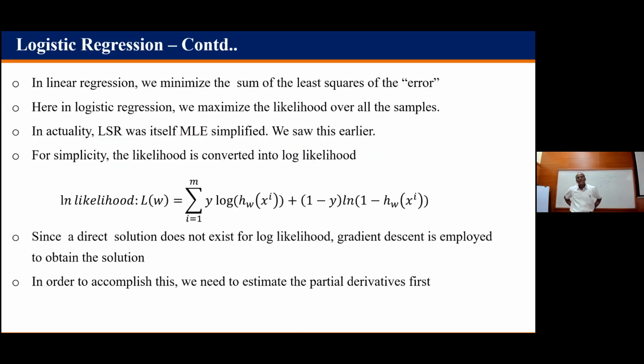Now, in linear regression, we minimize the sum of the squares of the error of all the data entries. Here in logistic regression, we maximize the likelihood over all the samples. What do you mean by that? If you give some combination of W0, W1, W2, with that you give X1, X2, X3, find out the Z, put the G of Z, check whether it is greater than 0.5 and say they will play the sport.